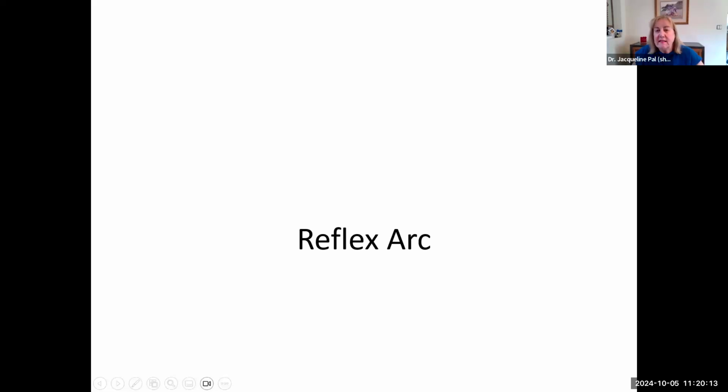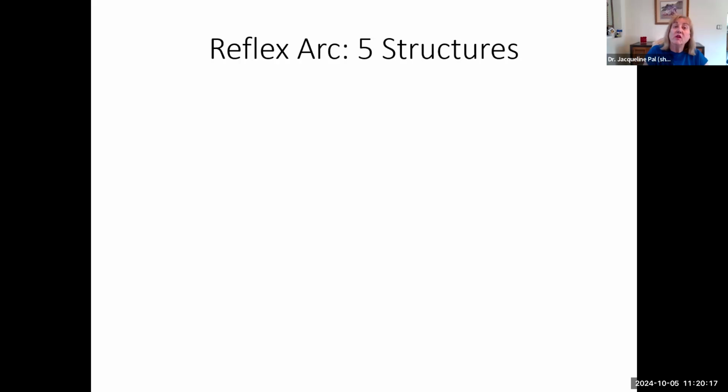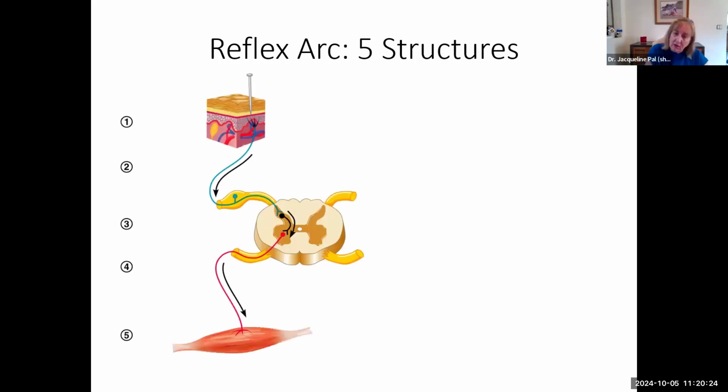Welcome back. In this section, we're going to learn all about the reflex arc. When we learn about the reflex arc, there are 5 structures to it, okay? And so I've numbered them 1 through 5. And for this one, I've taken a piece of skin. So we're talking about an external part, but remember, this could also be internal. So I could have put an internal organ here instead.